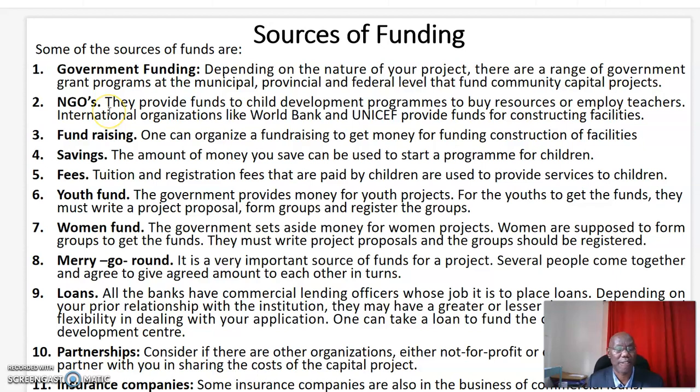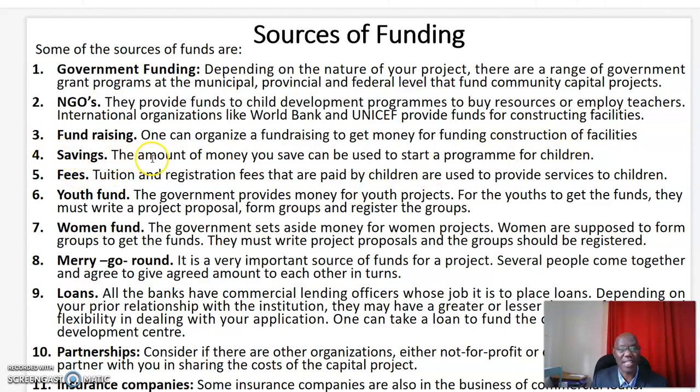Non-governmental organizations. Non-governmental organizations provide funds to child development programs to buy resources or even employ teachers. International organizations such as World Bank and UNICEF provide funds for constructing facilities. The other source where you can get your funding from is fundraising. One can organize a fundraiser to get money for funding construction of facilities.